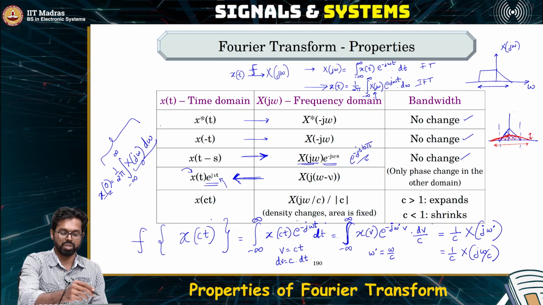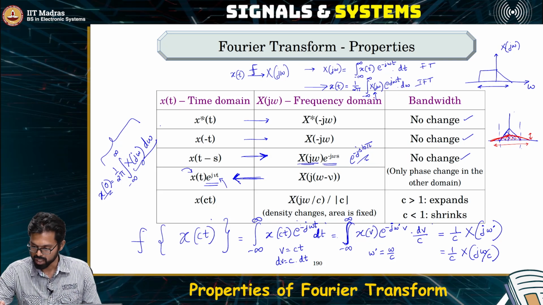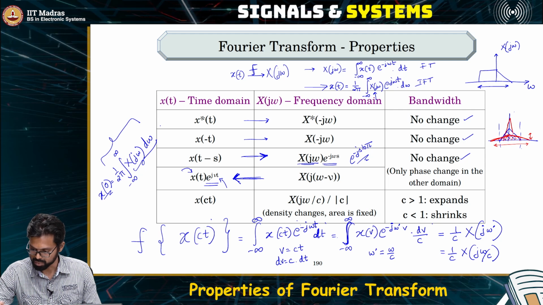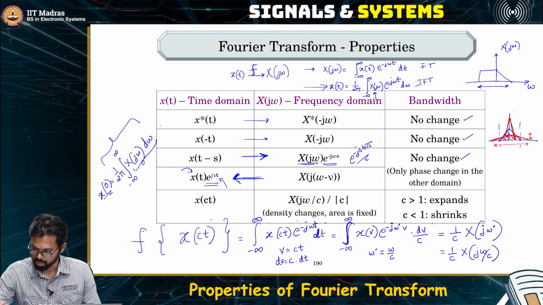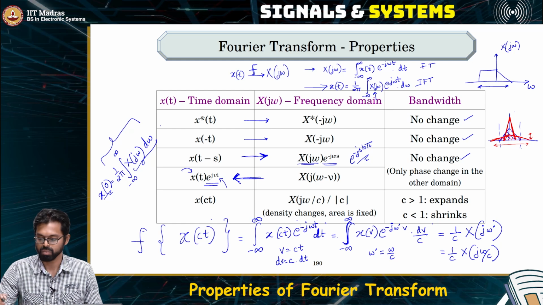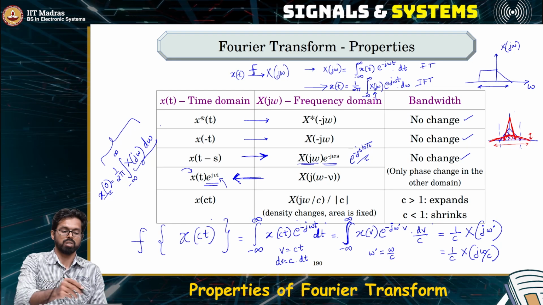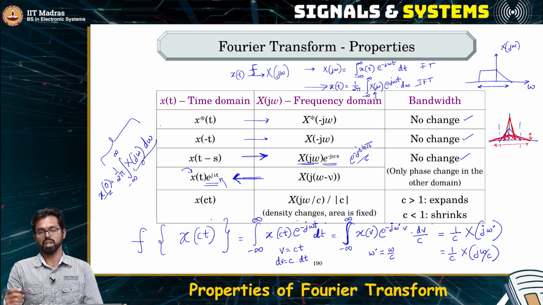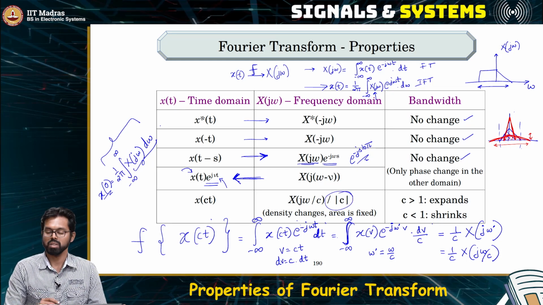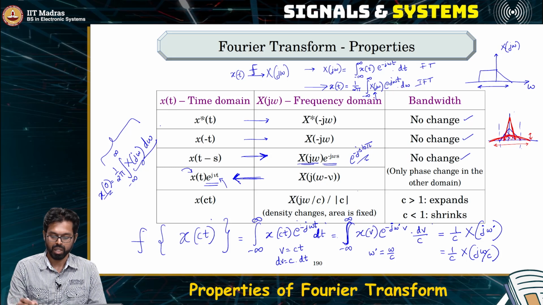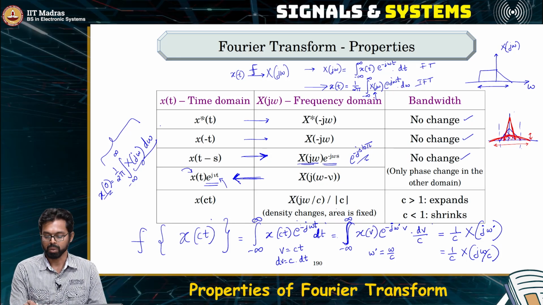So, if we had shrunk this spectrum, then the spectrum would have looked like this. The magnitude would have jumped up. If you had expanded it, the magnitude would come down. So, this scaling enables us to keep the area fixed. That is why in this case we see a 1 by c here.